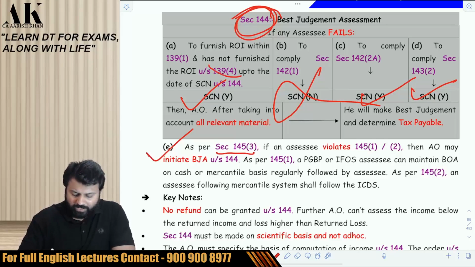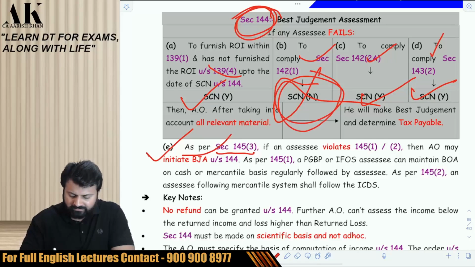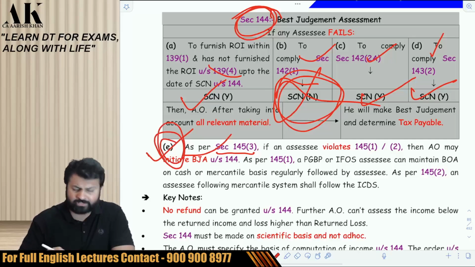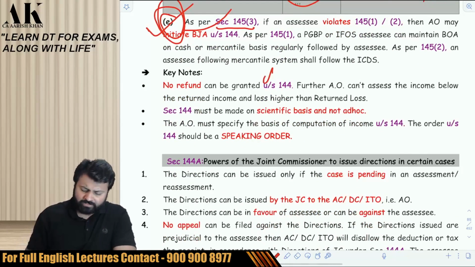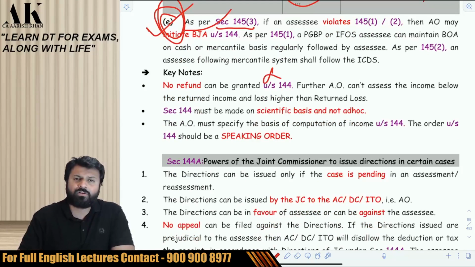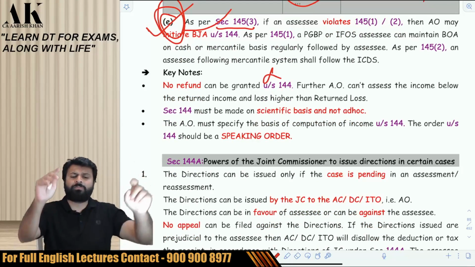So what are the reasons? 1, 2, 3, 4, 5, out of which this reason will not get what? A show cause also. Rest of them you will get a show cause. Even in this case, you will not get a show cause. Okay. Can I get a refund in 144? There is no possibility of refund under 144. 144 is not for the benefits of the assessee, it is for the benefits of the department.